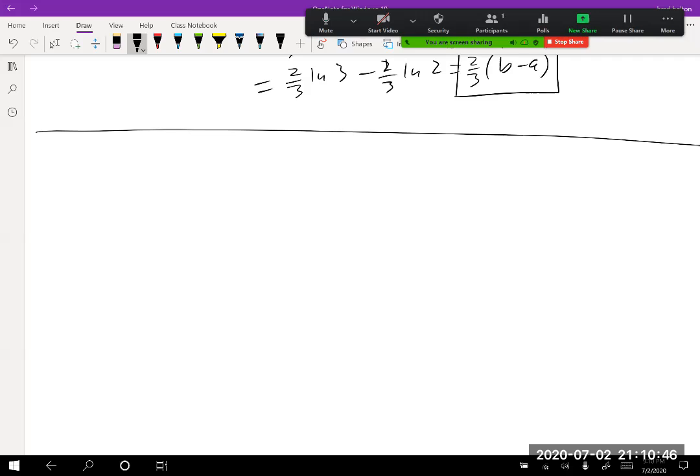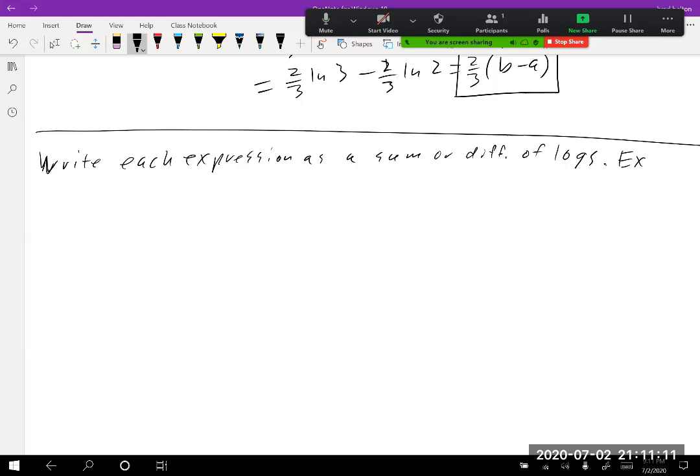So let me see here. Let's write each expression. So let's practice writing expressions as a sum or difference of logs. And I'd also like you to express powers as factors. And you'll see what I mean in a second about that.